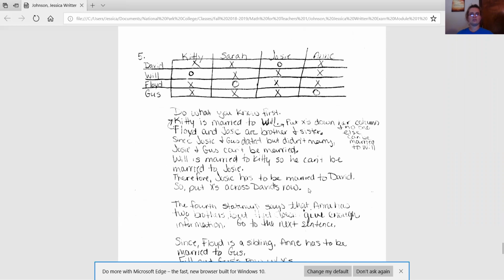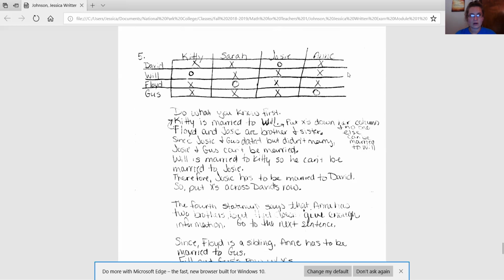And for this, you're just using what you know. Like we already know that Floyd and Josie are brothers, so Floyd and Josie are not going to be married. So they're going to get X's all the way down this row, and Sarah and Kitty and Annie are going to get X's.